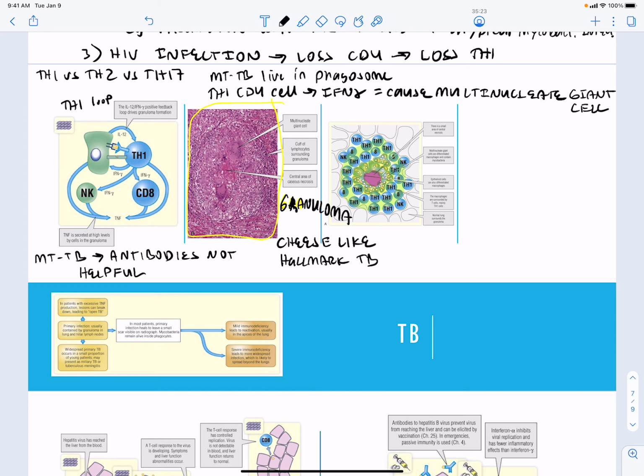Now, Mycobacterium tuberculosis is going to activate your macrophages through TLR2 and 4. And these are what are going to see lipoproteins and polysaccharide. The macrophage then will release IL-12. And it also is going to release nitric oxide.